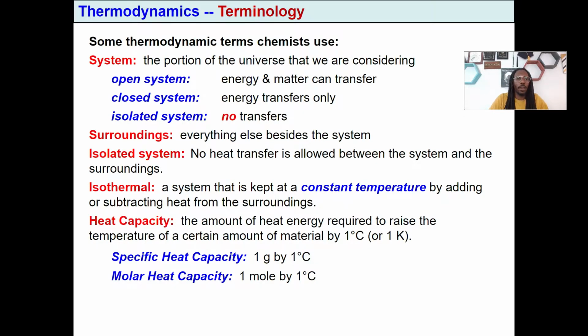All right. Isolated system is basically no transfer of heat. Kind of mentioned that before. Isothermal is basically the system that will have a constant temperature, depending on if you're adding or subtracting your heat from the surroundings. And then lastly, heat capacity. So this is the amount of heat energy required to raise the temperature of a certain amount of material by 1 degree. In this case, 1 degree Celsius, or it could be 1 Kelvin.